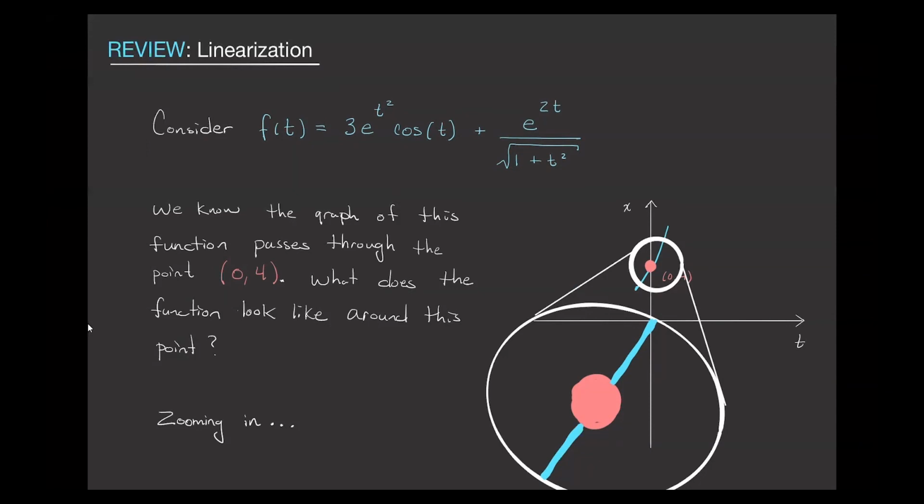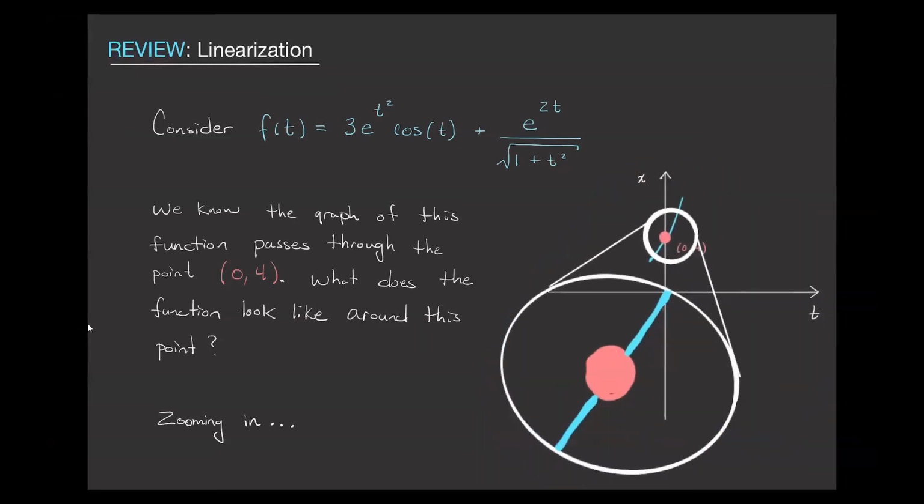And that's where the idea of linearization comes from, is we can think, at least locally, that any function just looks like a line if you zoom in far enough. You may have to zoom in really far or not so far, depending on the function. But the point is, zoom in far enough, and eventually it looks like a line.